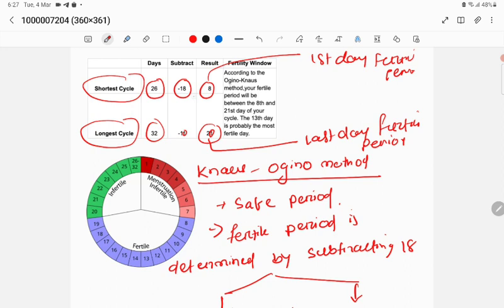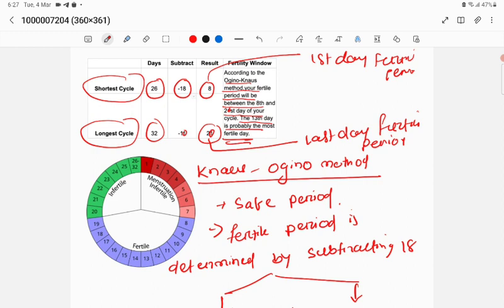So according to the Ogino-Knaus method, your fertile period will be between days 8 and 22 of your cycle. The 13th day is probably the most fertile day, the period of ovulation. Very, very important in contraception, because during this fertile period you have to be more cautious, as your chances of conception are higher.